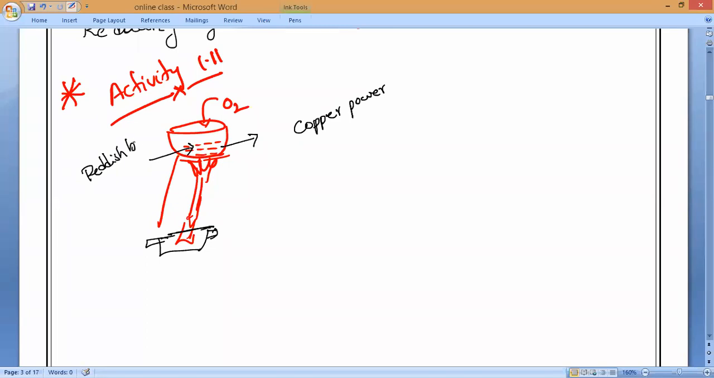So if you take this reddish brown copper and start heating, it will react with oxygen. What product will form, guys? Copper oxide. That is, 2Cu plus O2 will give you 2CuO. Now if you keep on heating, this material will turn into black color.